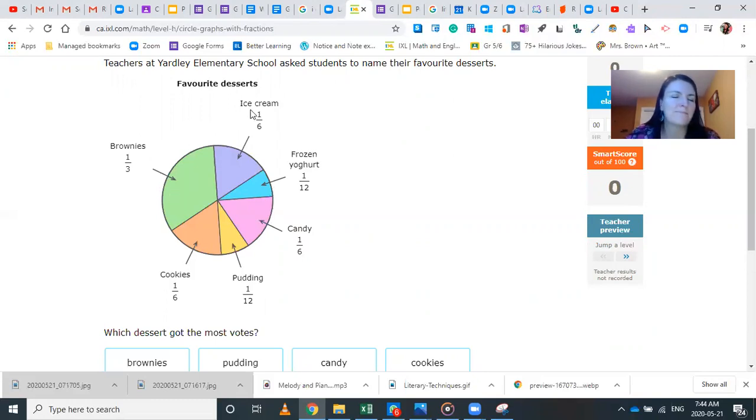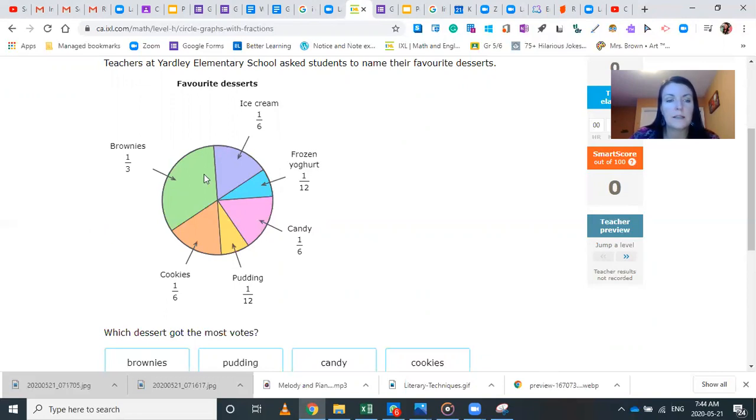Some of you are like, I would much prefer ice cream. So 1/6 of the class chose ice cream, frozen yogurt, 1/12. Frozen yogurt, candy, 1/6, pudding, 1/12, and cookies, 1/6. So here, trying to understand this at this point is a little bit too much. So we're going to just look at what does this look like.